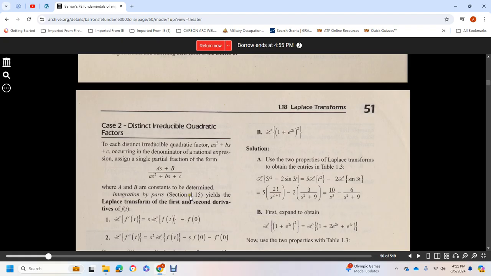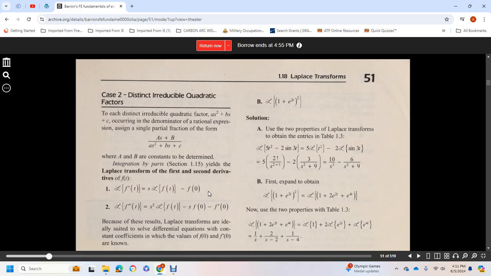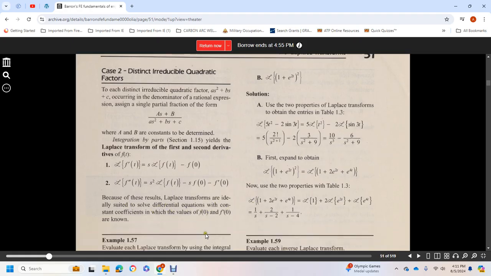Integration by parts, as in section 115, yields the Laplace transform of first and second derivatives. The Laplace transform of f prime equals s times the Laplace transform of f minus f(0). The Laplace transform of f double prime equals s squared times the Laplace transform of f minus s f(0) minus f prime(0). These results make the Laplace transform ideally suited to differential equations with constant coefficients in which the values f prime(0) and f(0) are known.